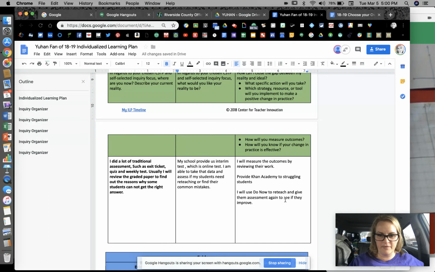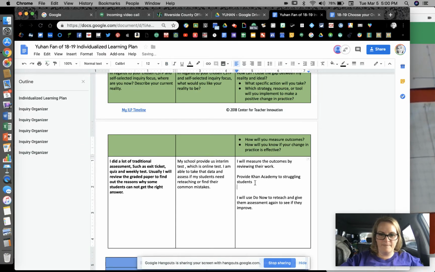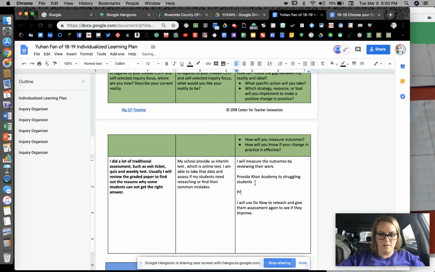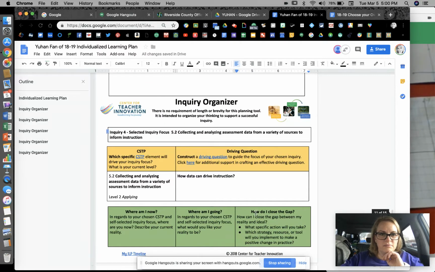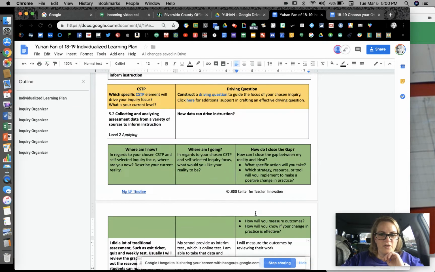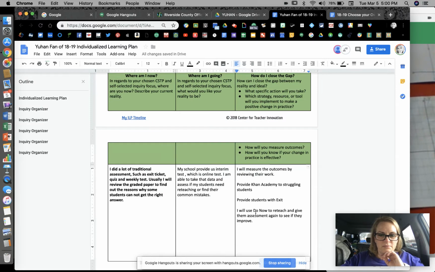Provide Khan Academy for struggling students. Do you want to put in here that you also added those exit tickets? Yeah. Okay. So let me see. Provide students with exit tickets. Do you call them exit tickets or exit slips? Which one are you writing right now? I think this is inquiry 4. Are you writing on inquiry number 4? I hope so. Yep, I'm on inquiry 4. Oh, why is it not there? Oh, you are in the driving question.